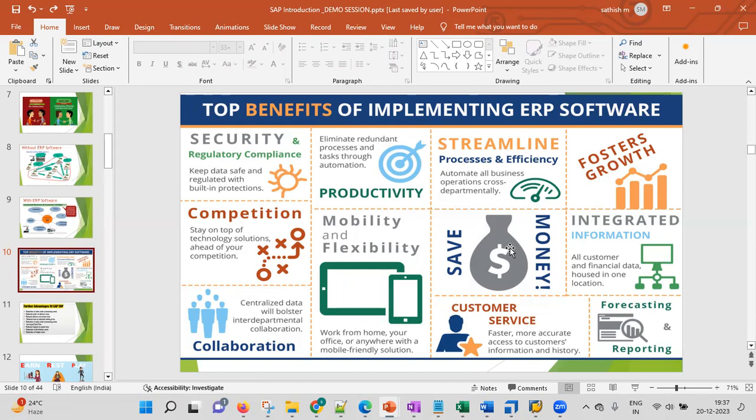Everything is tracked properly. And finally, we are left with 2 things: integration and forecasting. What is integrated? Integrated means all customer and financial data housed in one location. Means all different departments are being tracked at one location. Getting my point? So it is integrated. Integrated means different teams are integrated at one location.